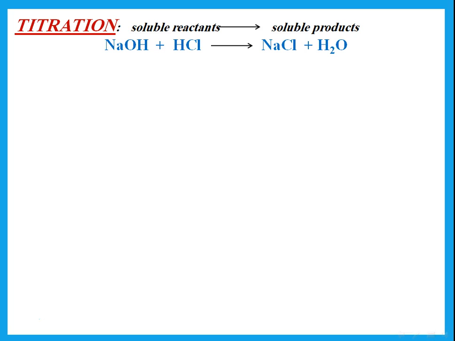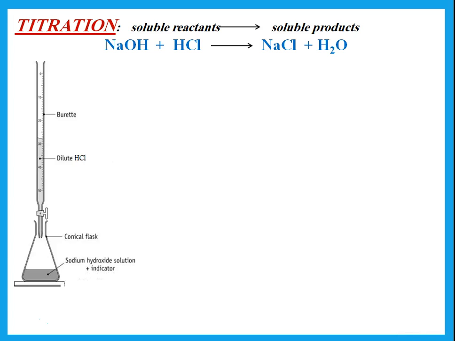So I don't want to add too much sodium hydroxide, because if I add too much sodium hydroxide, I will end up with sodium chloride plus the extra sodium hydroxide. I don't want to add too much acid, because I will then end up with sodium chloride plus extra hydrochloric acid, which I am not going to be able to separate.